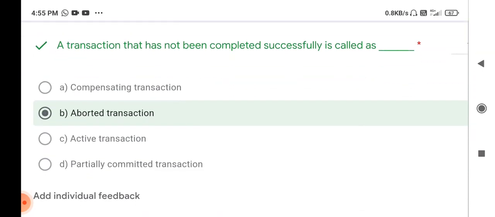Next question is, a transaction that has not been completed successfully is called as. When your transaction is not completed successfully, this condition is called an aborted transaction. So option number 2 is the correct option, that is aborted transaction. Your transaction is not completed successfully.